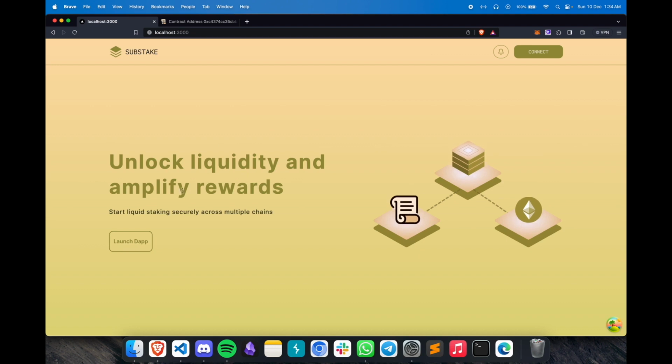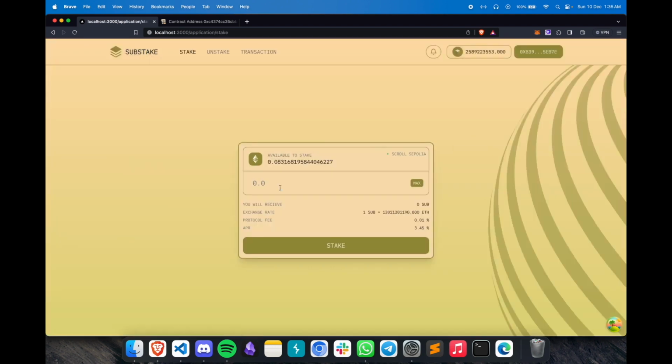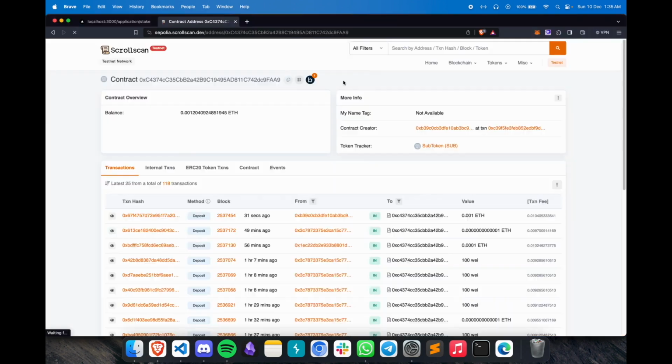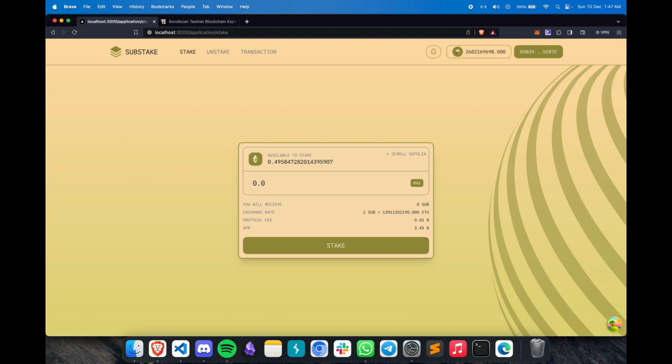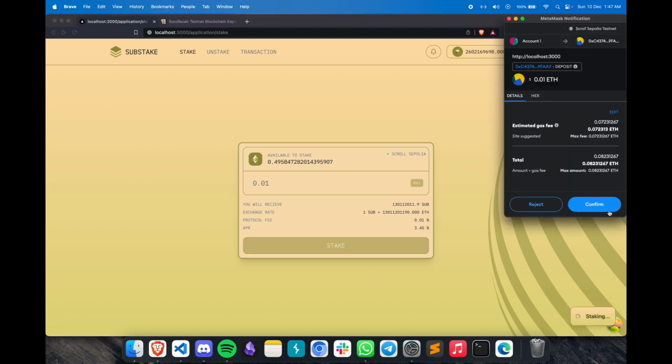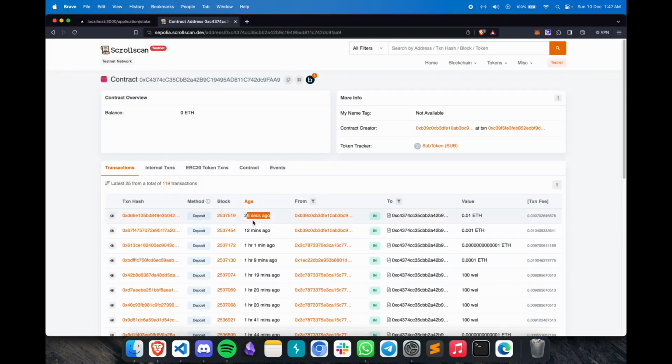This is our homepage. First, we'll connect the wallet. Wallet is connected. Now we'll launch the app. We'll try to stake, say, 0.001 ETH. Try to stake that. And yes, we can see the transaction 31 seconds ago. We just deposited our stake. Now we'll make another transaction. We'll deposit 0.01 this time. And 26 seconds ago this was deposited.